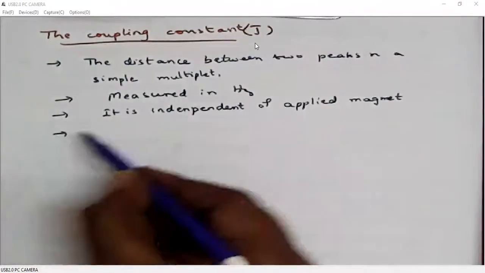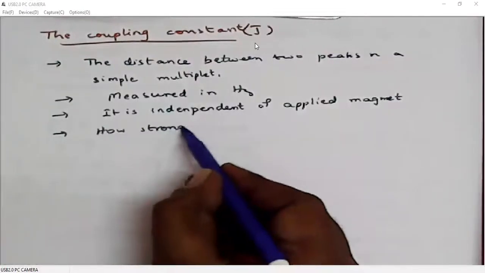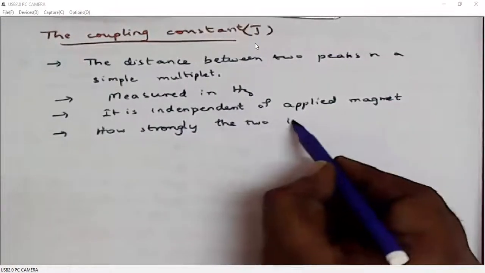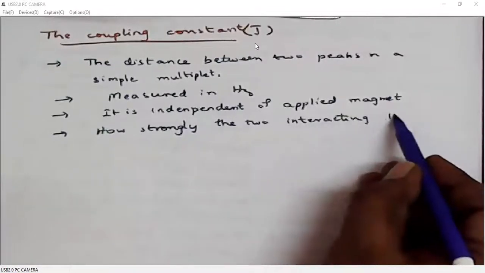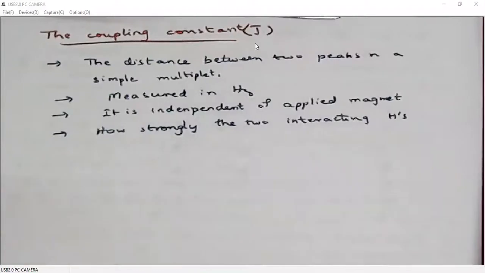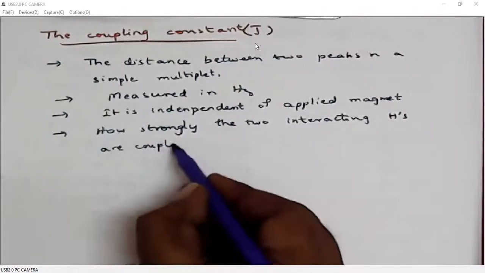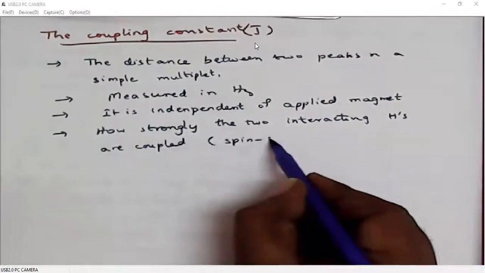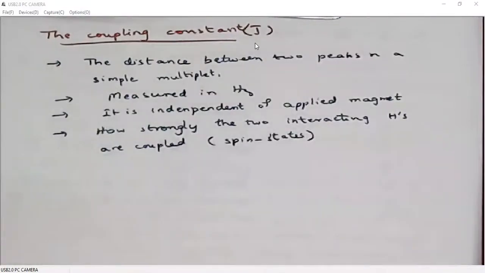It indicates how strongly the two interacting protons are coupled, or we can say the two interacting spin states, how they are coupled together.